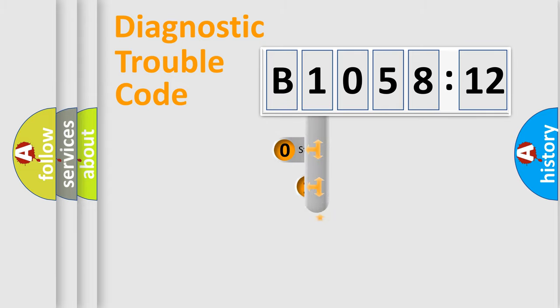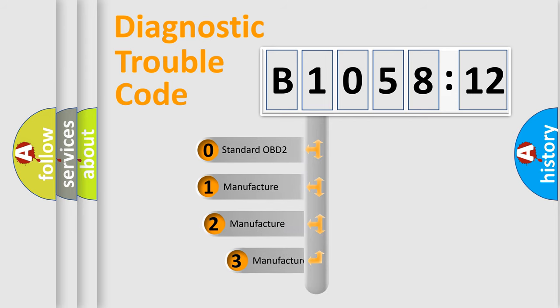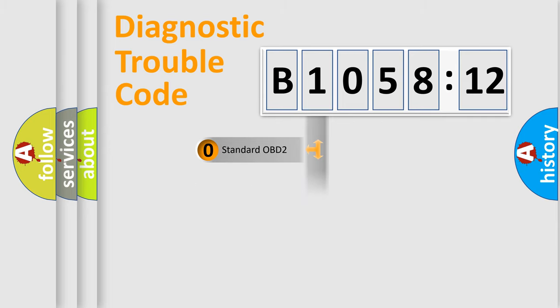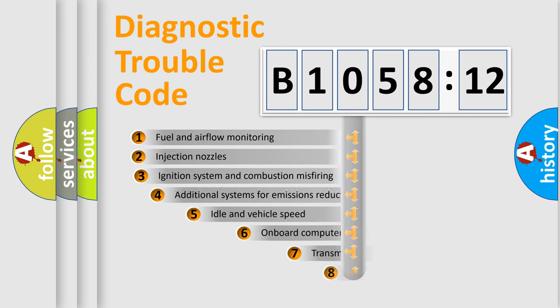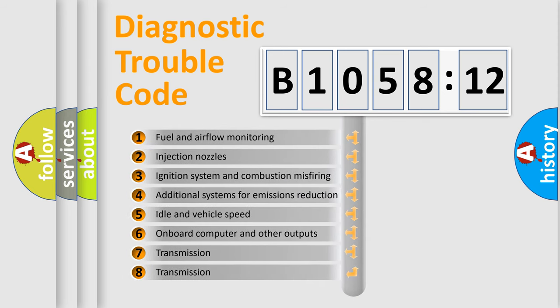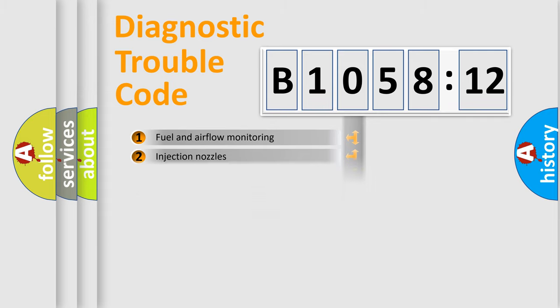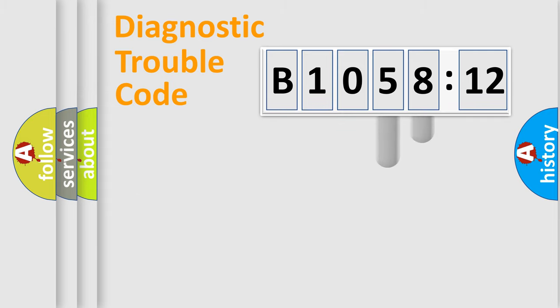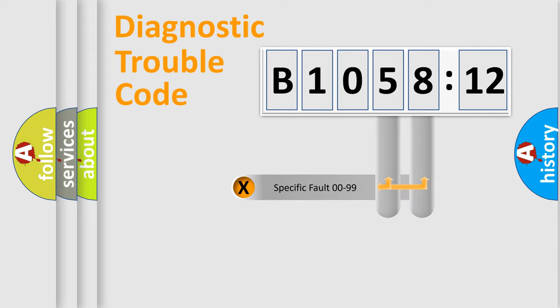In the case of numbers 1, 2, 3, it is a more specific expression of the car-specific error. The third character specifies a subset of errors. The distribution shown is valid only for the standardized DTC code. Only the last two characters define the specific fault of the group. The add-on to the error code serves to specify the status in more detail, for example, a short to the ground. Let's not forget that such a division is valid only if the second character of the code is expressed by the number zero.